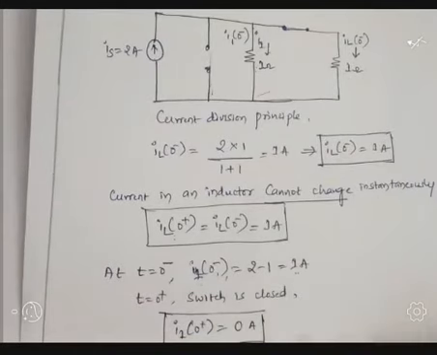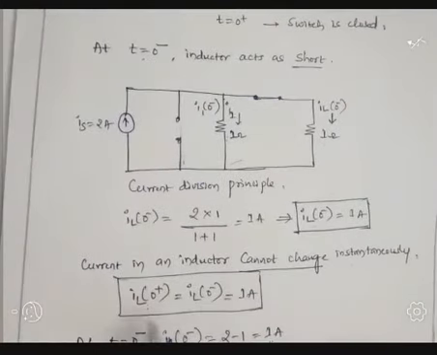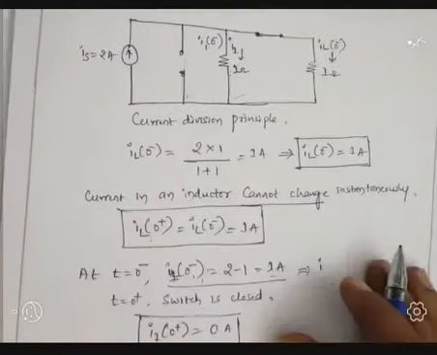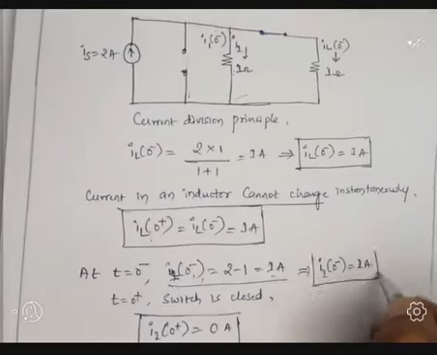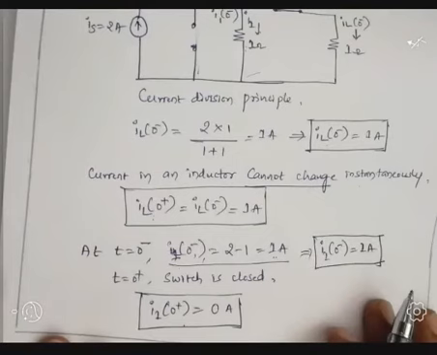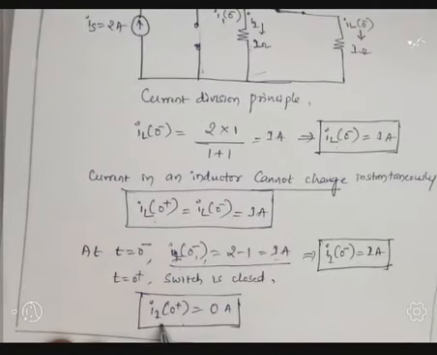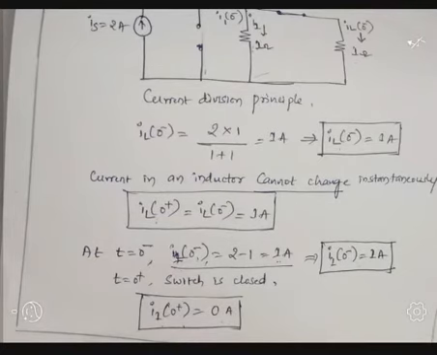So what we observed from this example is that the current in the resistor changes. Initially, as we already calculated, I1 of 0 minus is equal to 1 ampere. This is before the switch, this is after the switch. Before the switch, the current flowing through the resistor is 1 ampere. After the switch is closed, the current flowing through the resistor is 0 amperes. Thus we can say the current in the resistor changes from 1 ampere to 0 amperes. This is about the first example.